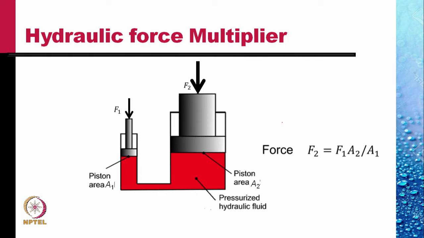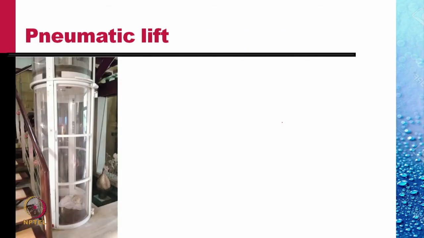And so the force developed in the second piston would be F2 is equal to F1 divided by A1 multiplied by A2. And if A2 is large compared to A1, force F2 would be large. This is the principle of force multiplier, which is used in various devices. Shown here is a fancy pneumatic lift.